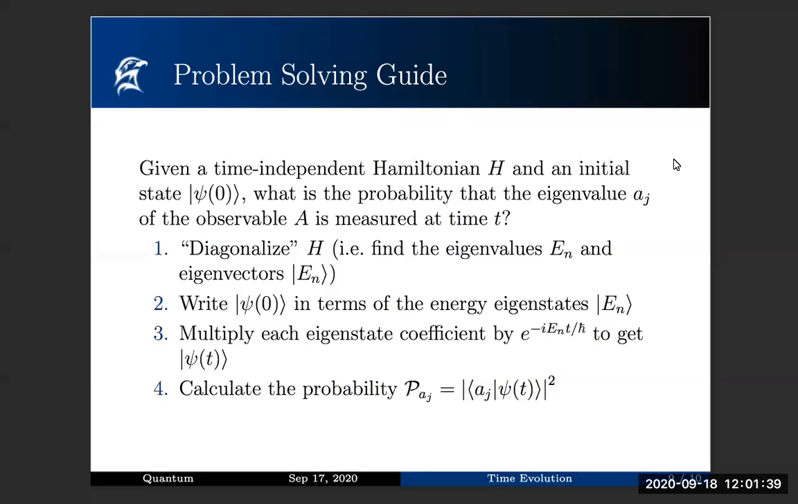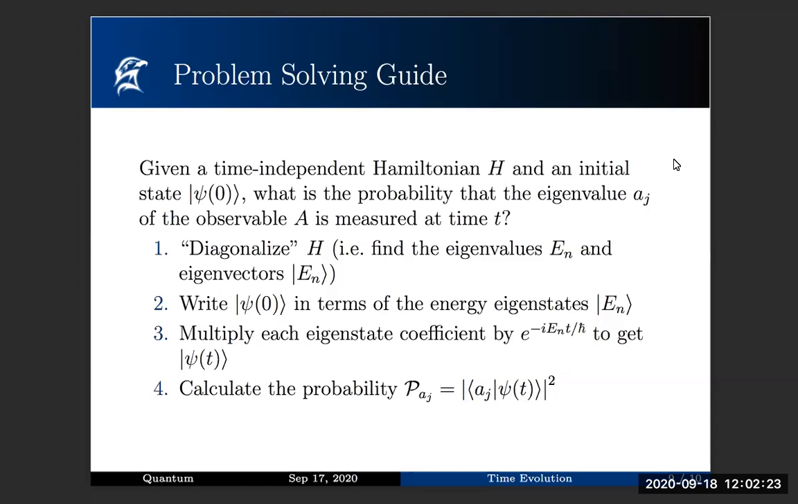Hello. Today I'm going to do a quick example of solving a time-independent Hamiltonian to find the probability of measuring some observable. We're going to follow this problem-solving guide from class and our book. Given a time-independent Hamiltonian and initial state, what is the probability of measuring some eigenvalue for some observable, which of course is called A, for no apparent reason? We'll start by diagonalizing H, or finding the eigenvalues and eigenvectors. We'll write our initial state in terms of the energy eigenstates, and then multiply each eigenstate by the appropriate coefficient, and then calculate the probability.